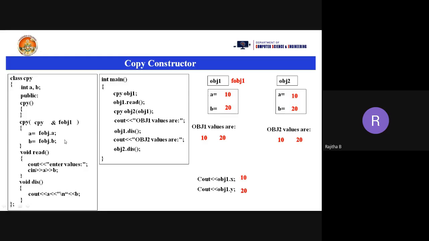Then how can we access the individual data member of a particular object here? Object name dot data member. So FOBJ1 dot A will be assigned to A here, and FOBJ1 dot B will be assigned to B here. So like this, we can copy the values of one object into another object.